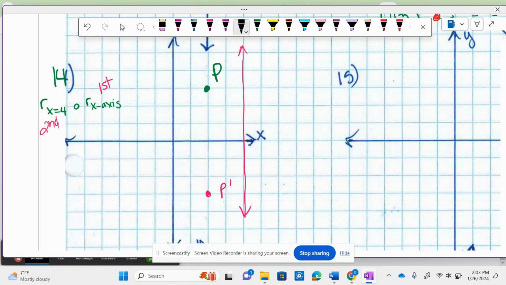This is 2 units away from this line, so I'm going to go 2 units in the opposite direction. So what is that point? 1, 2, 3, 4, 5, 6, negative 3, right? It's the ordered pair 6, negative 3. And that's not a multiple choice question. That's a fill in the blank kind of question.